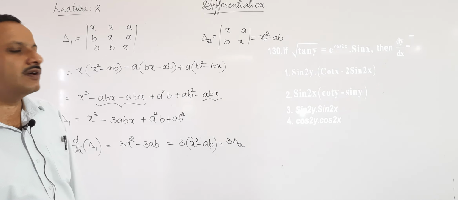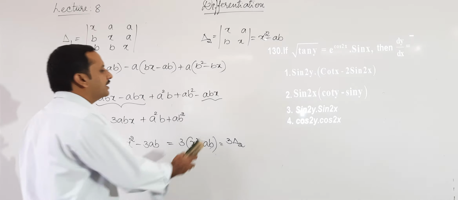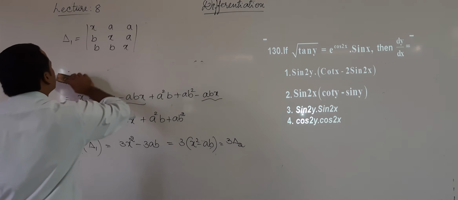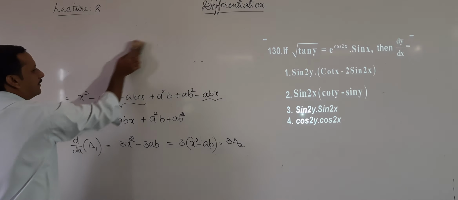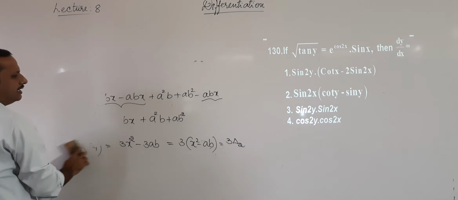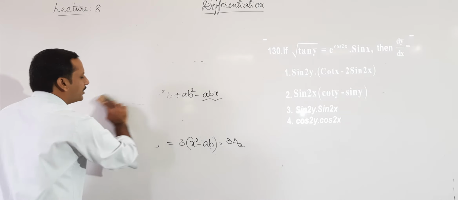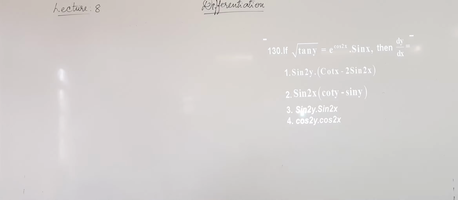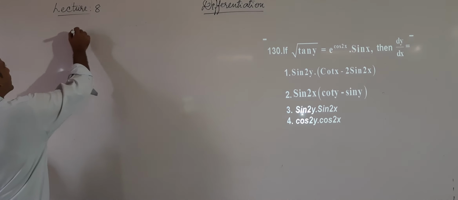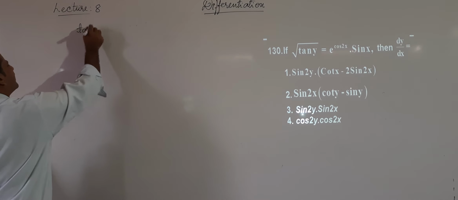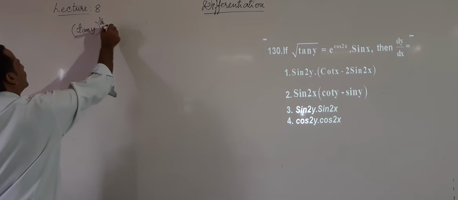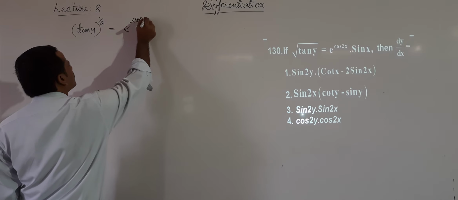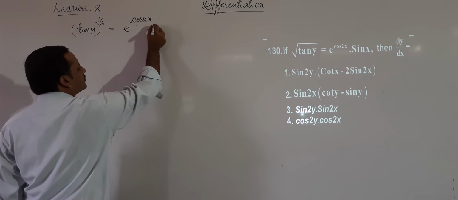Okay, now let's have a look at question number 130. If root of tan y is equal to e power cos 2x into sin x, then what is dy by dx? Root tan y is equal to e power cos 2x into sin x. Root tan y, I can write it as tan y to the power 1 by 2. That's equal to e to the power cos 2x into sin x.